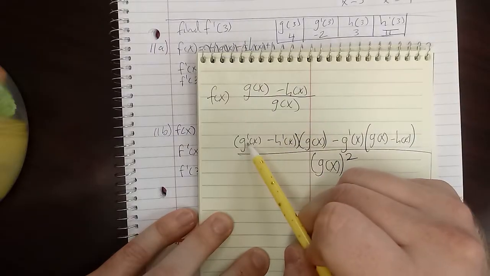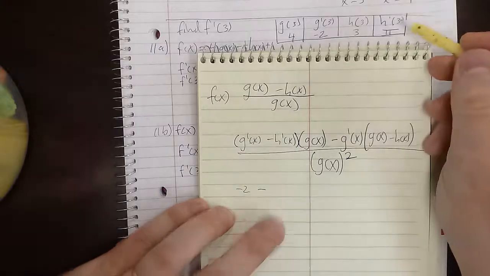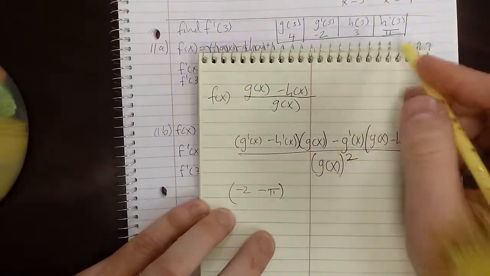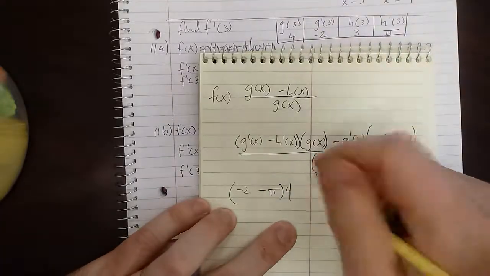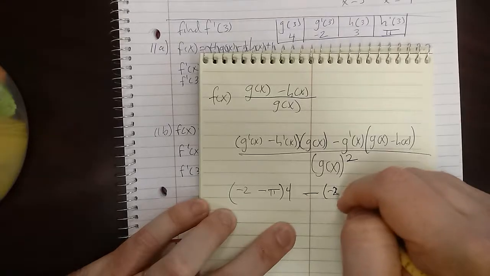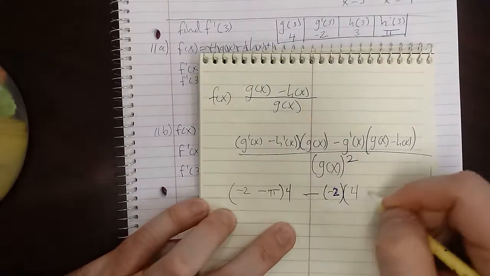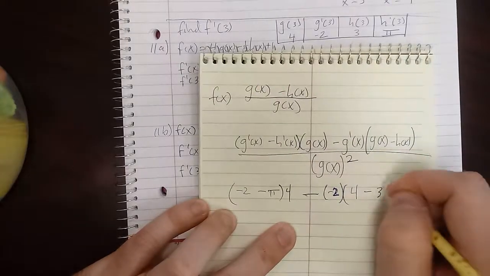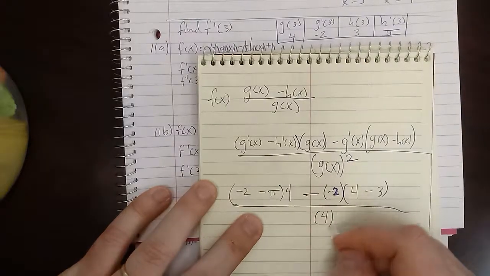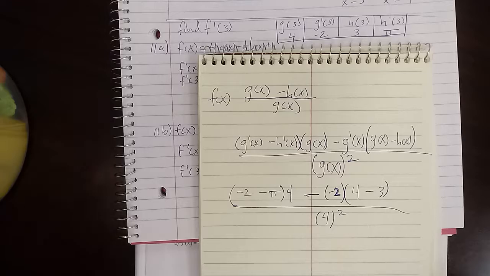So let's see, g prime is negative 2, h prime is pi, g of x is 4, minus g prime is negative 2, g of x is 4, minus h of x is 3, all over g of x, which is 4 squared. So hopefully I didn't make any silly mistakes. It is so easy to make silly mistakes on these.